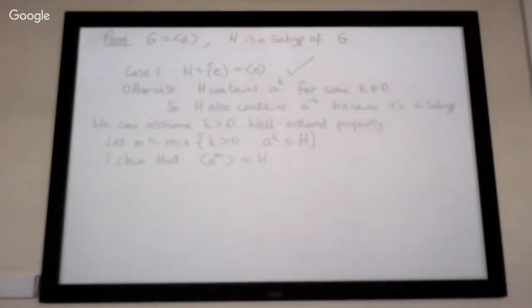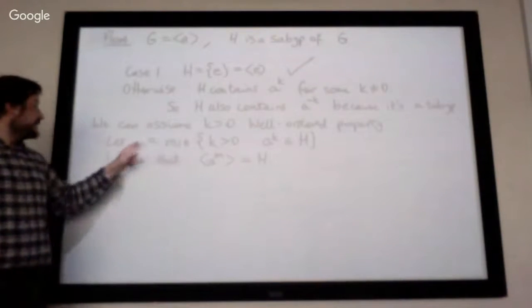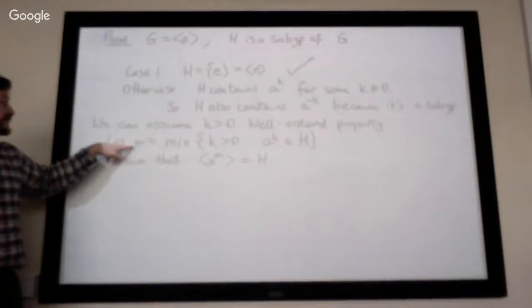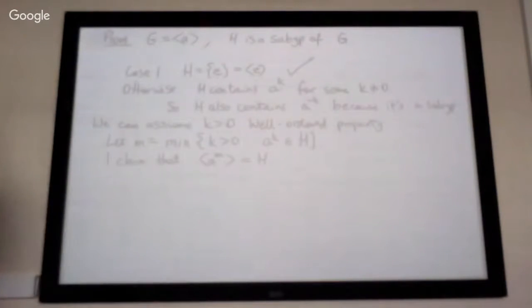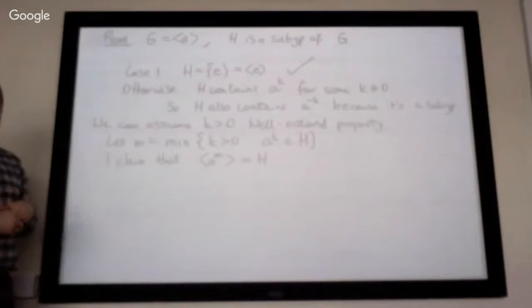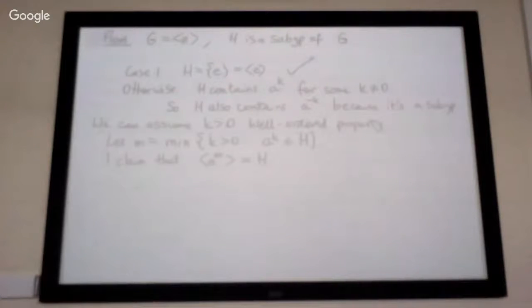And now what we want is to show that A to this carefully selected power m generates the whole subgroup. If there's one element that generates the whole subgroup, that means it's cyclic by definition. So this remains true.